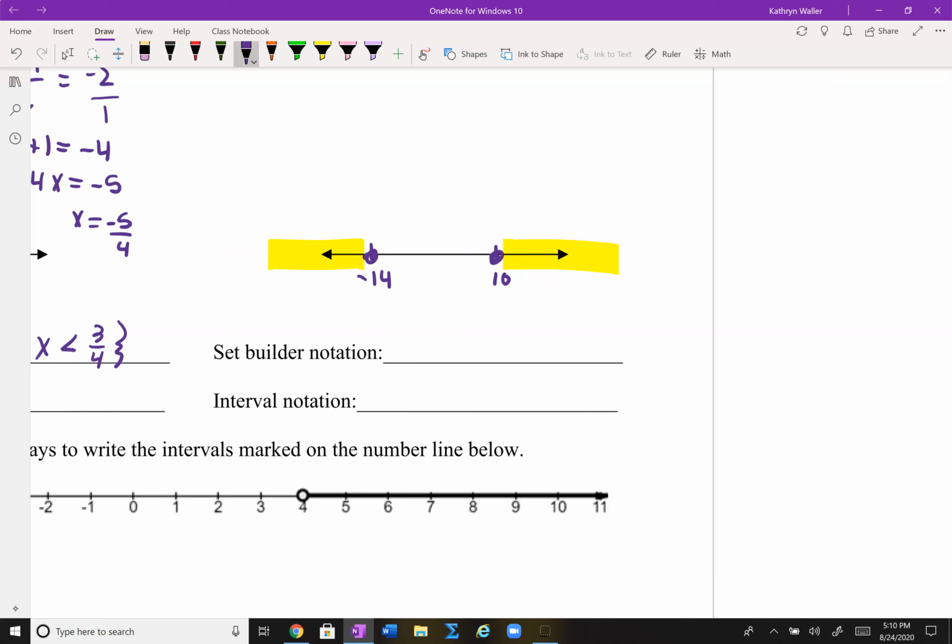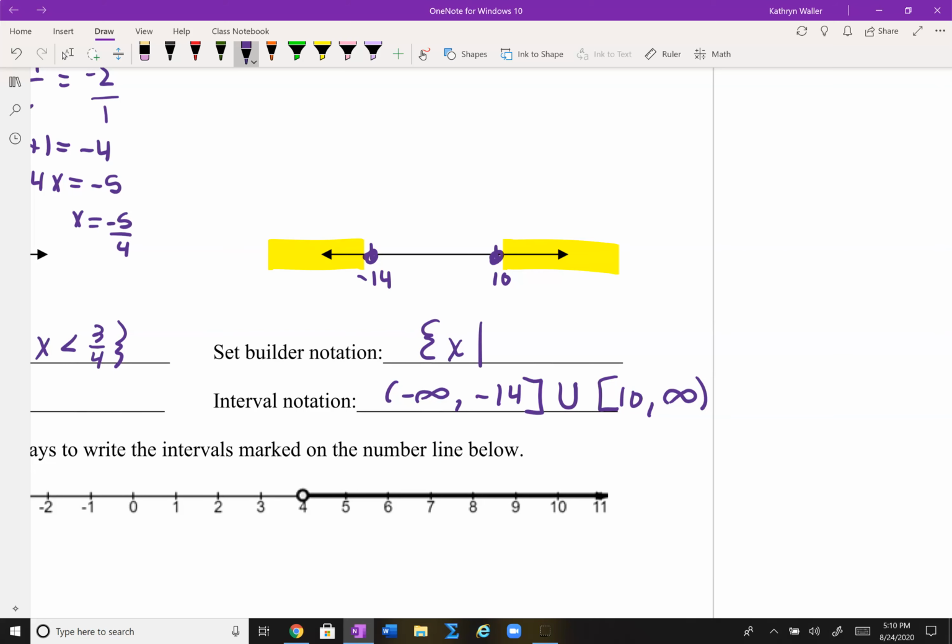So in interval form, 2 intervals. So it's -infinity to -14 with a bracket. You have to have that U. And then 10 to infinity with a parenthesis. Okay? And then set notation is a brace.